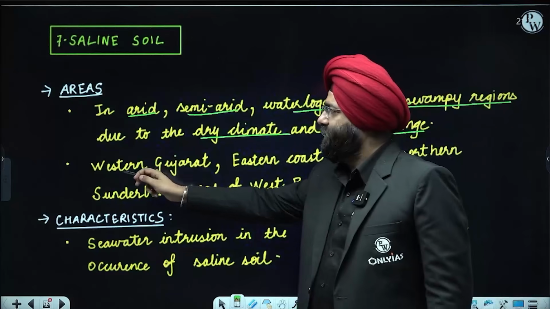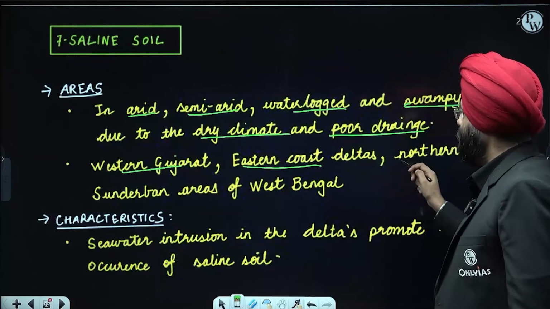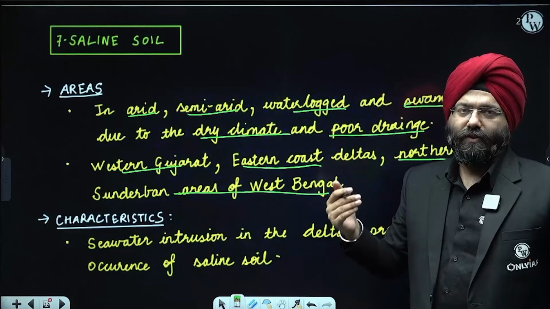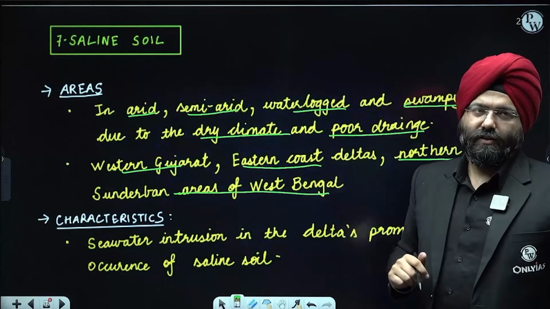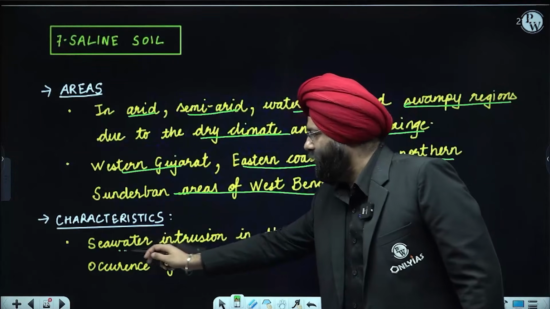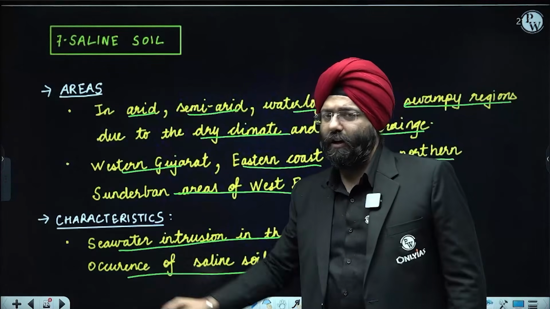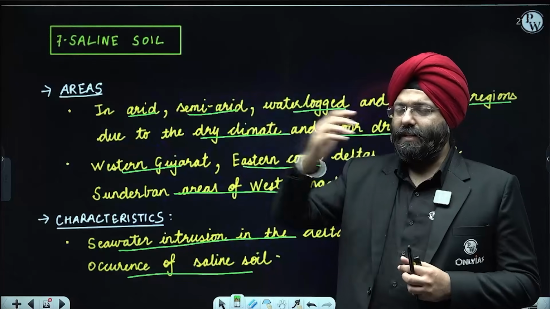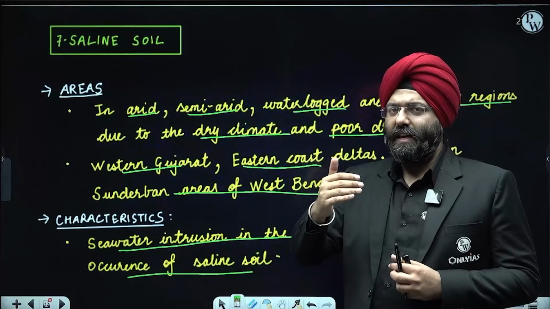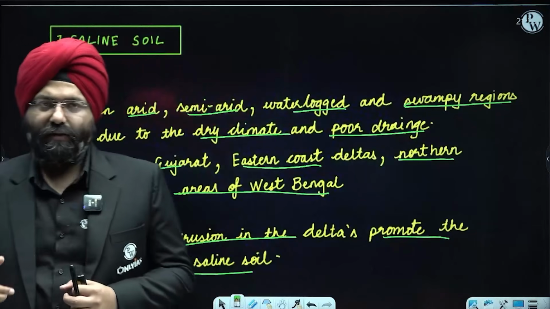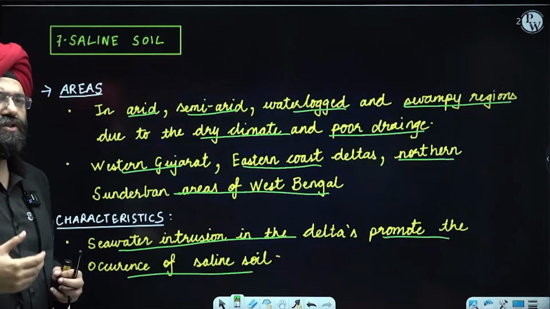So in the Western Ghats, eastern coast deltas, and the northern Sundarban areas of West Bengal, such types of soil are predominantly found. When I talk about characteristics, you will realize that seawater incursion in the delta promotes the occurrence of such soil. You very well know when the seawater enters the deltaic regions, seawater has a lot of minerals present, right? Sodium, magnesium, and all those minerals.